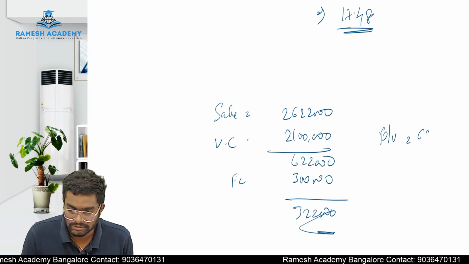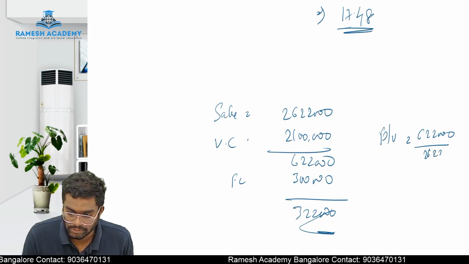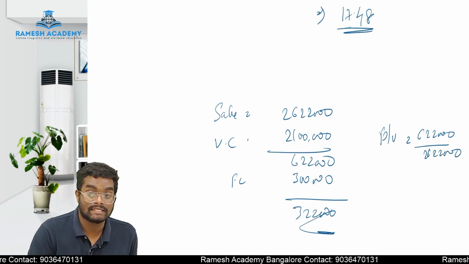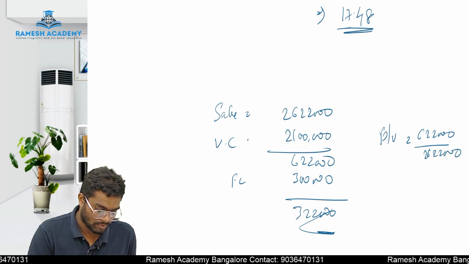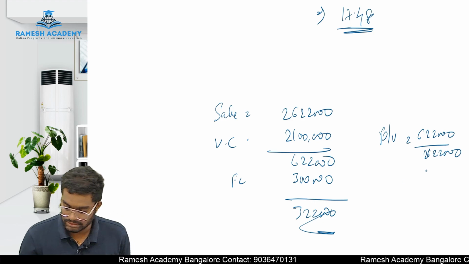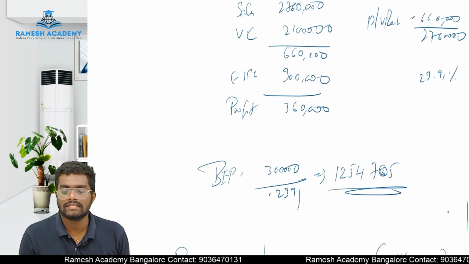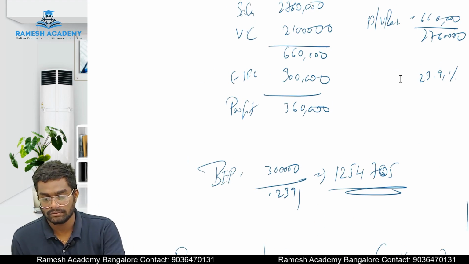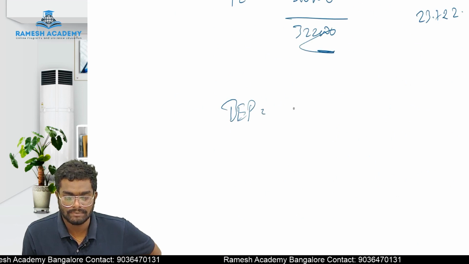PV is 6,22,000 divided by 2622. So 6,22,000 divided by 2622,000 into 100. See, now it is increasing, 23.722. There is an increase in PV ratio. Now we'll check whether there is any effect in the BEP.